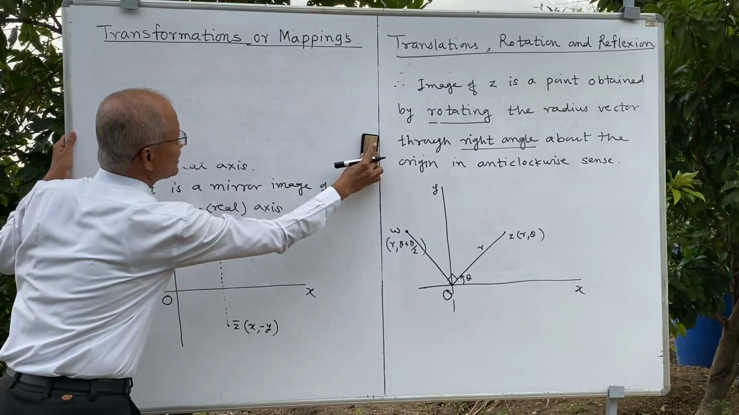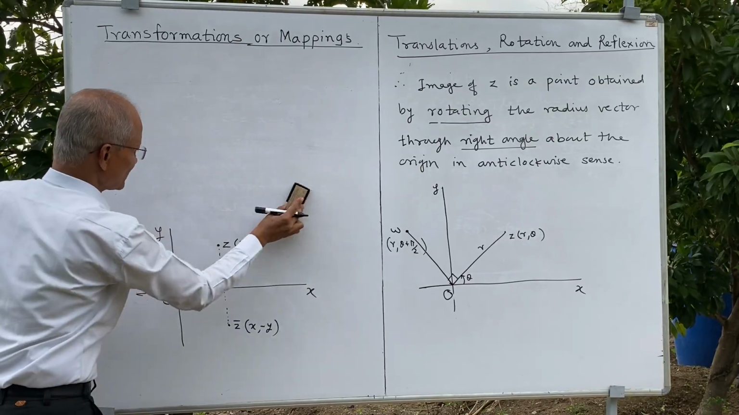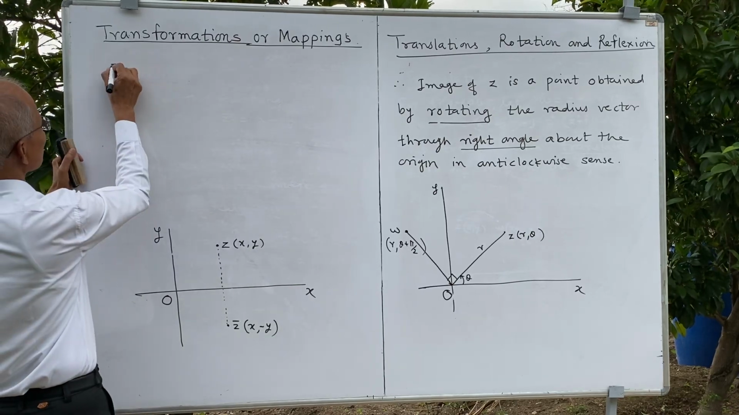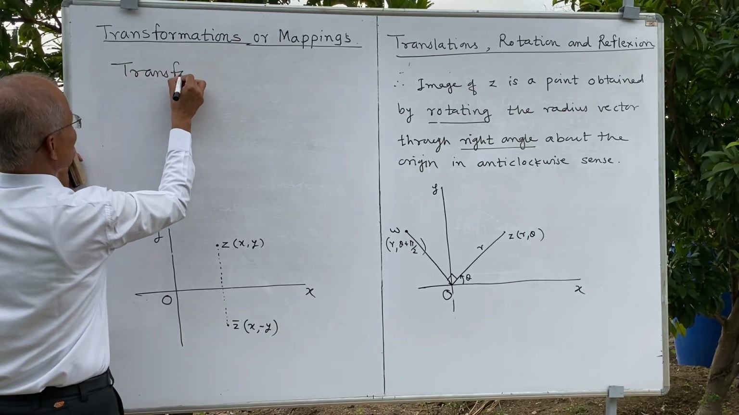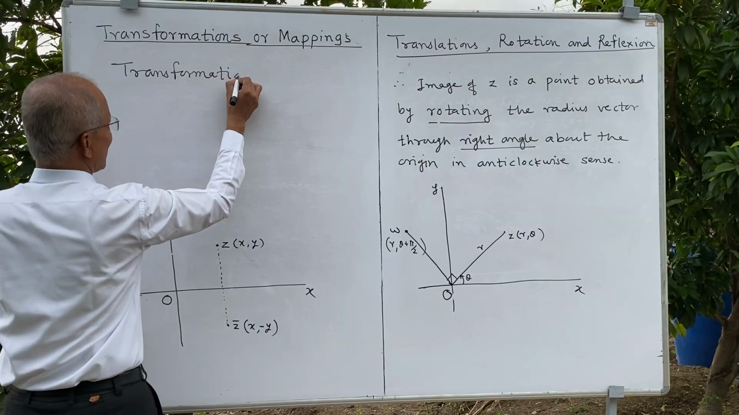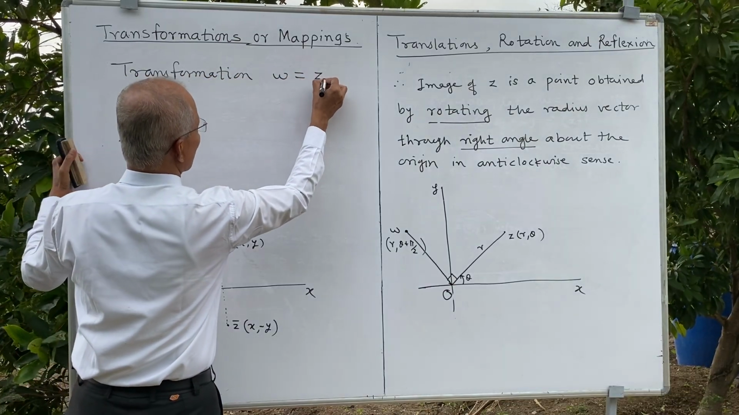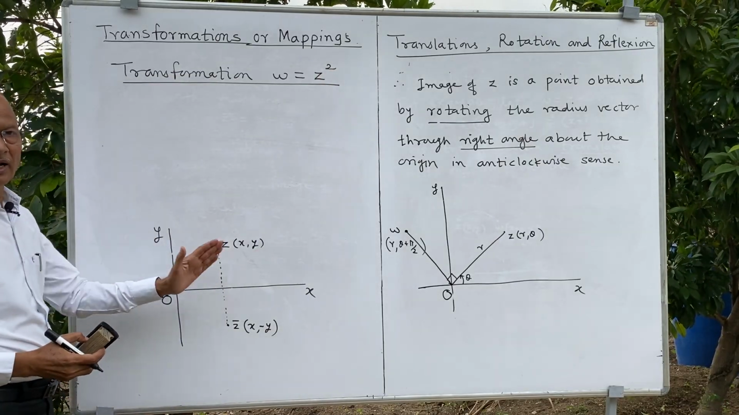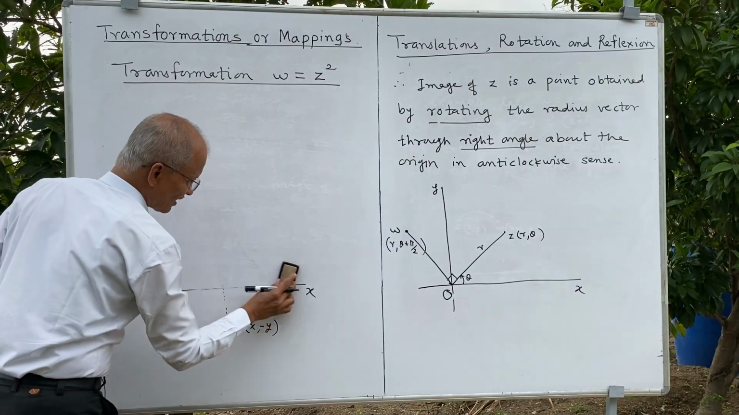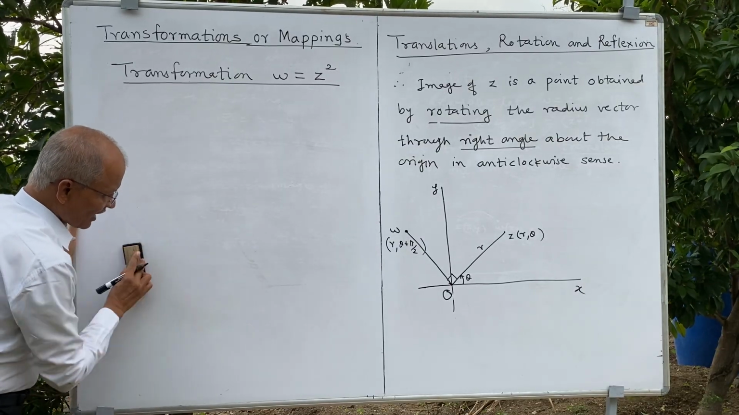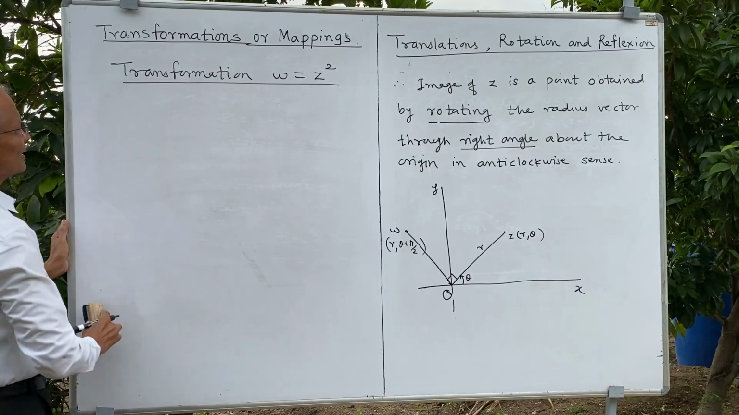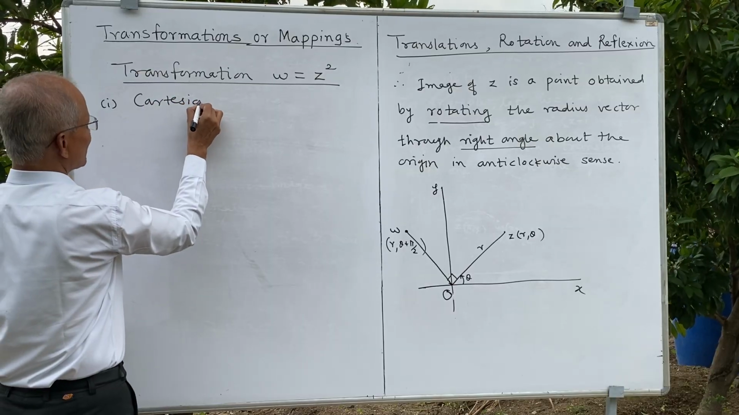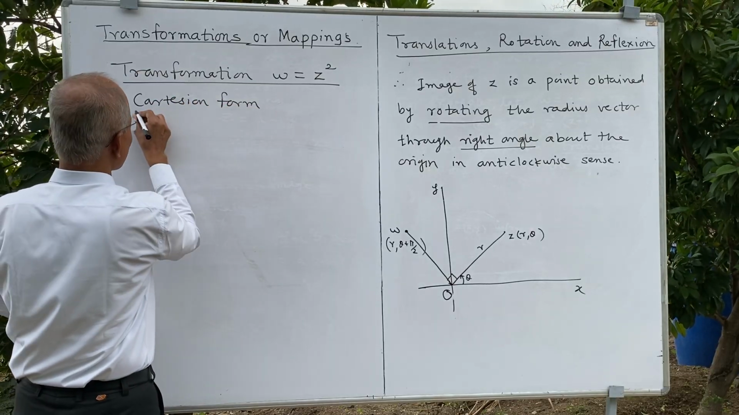And now we shall consider the next transformation, W is equal to z square. For this transformation, we shall draw the z plane and W plane separately to visualize this, and it has two forms. One is Cartesian form, and another we shall consider is polar form.